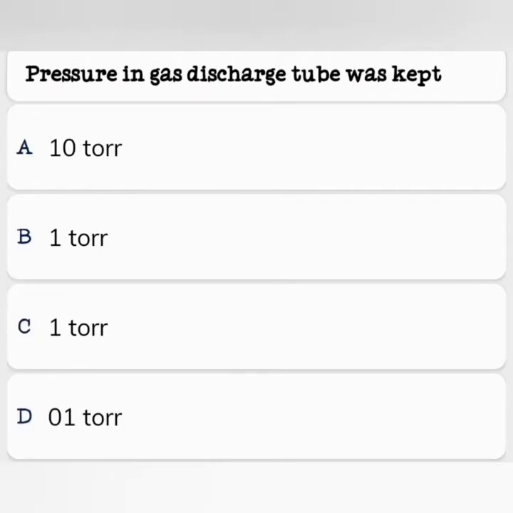Pressure in gas discharge tube was kept A. 10 torr, B. 1 torr, C. 0.1 torr, D. 0.01 torr. Yes, the right option is D.